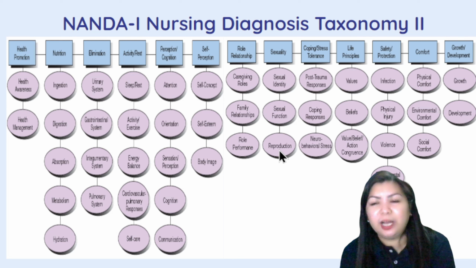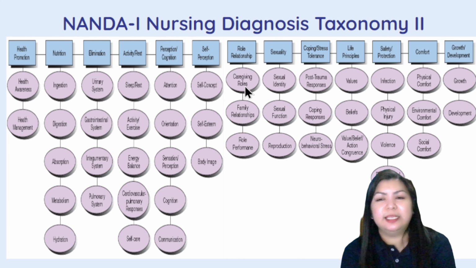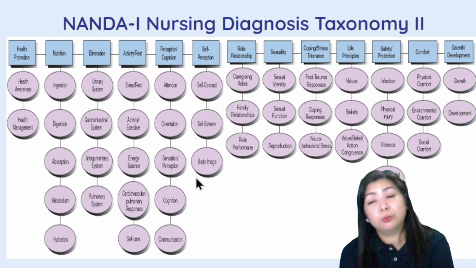Okay? And under each class, you have your nursing diagnosis. So that's how varied and that's how rich your nursing diagnosis taxonomy 2 is.